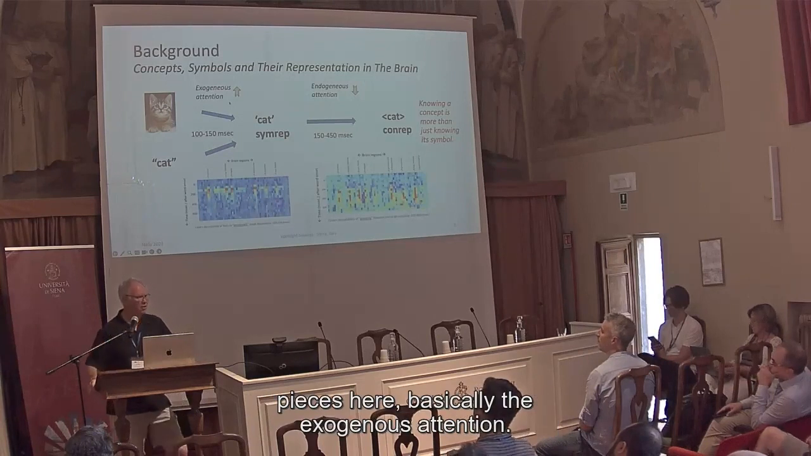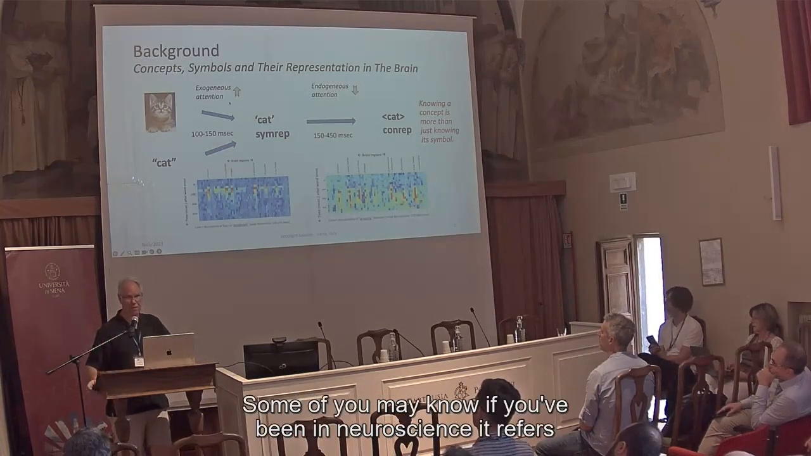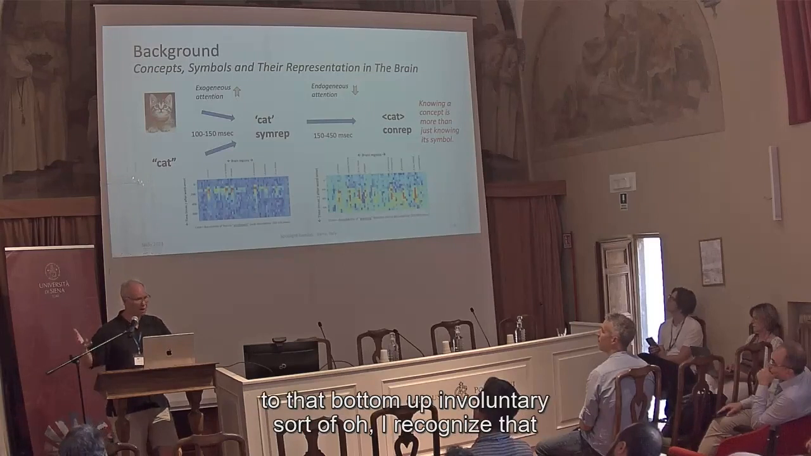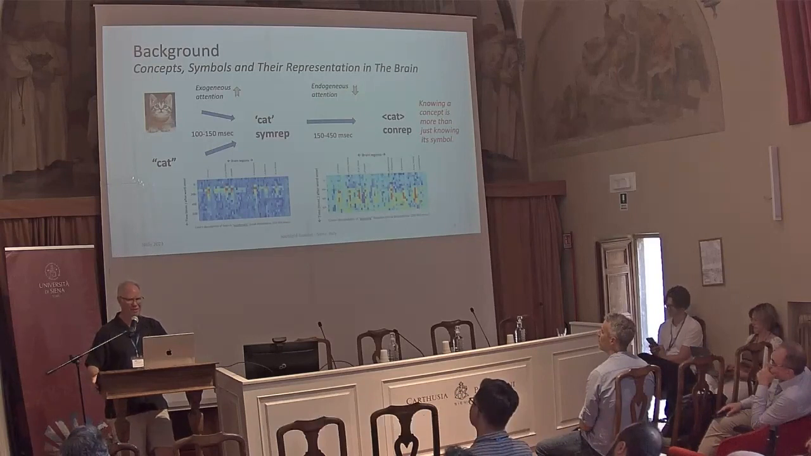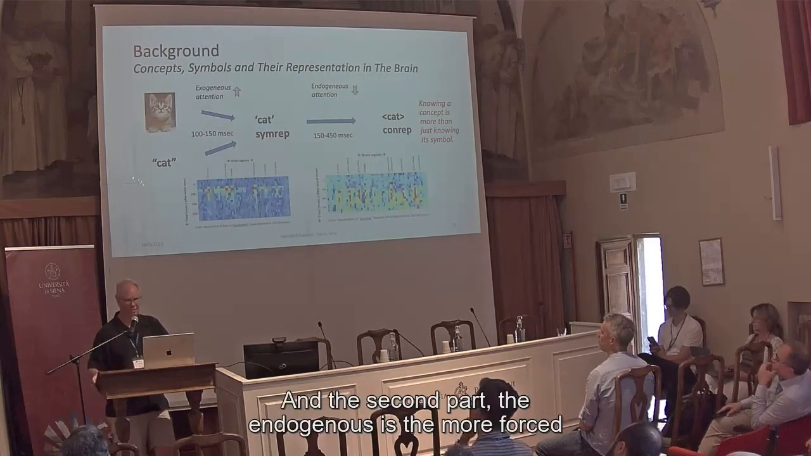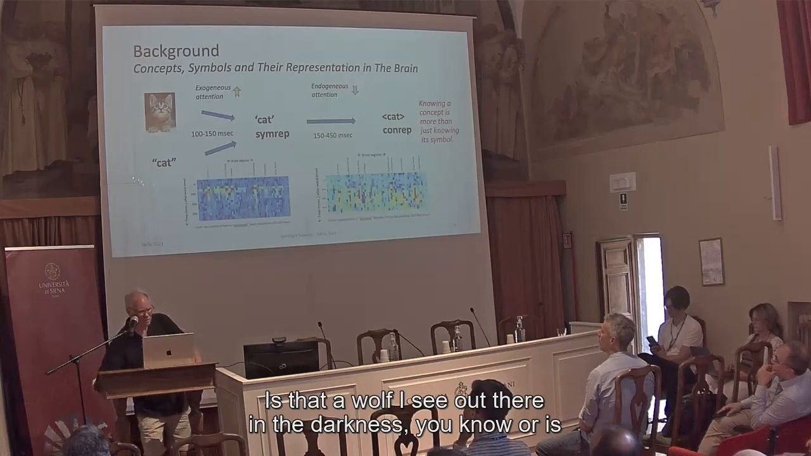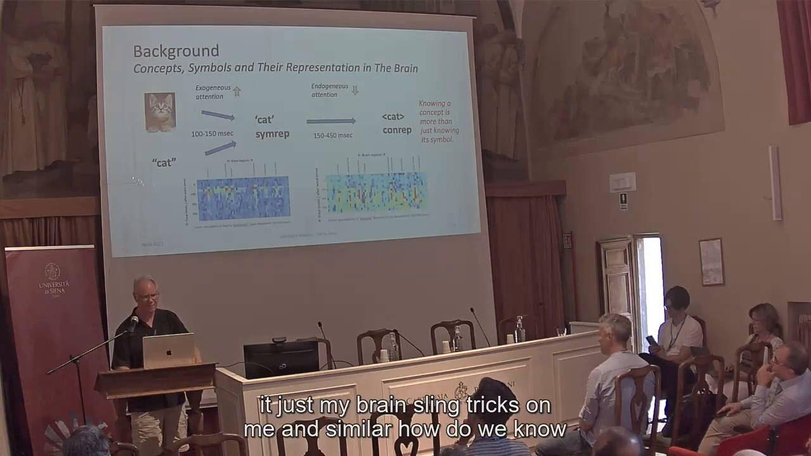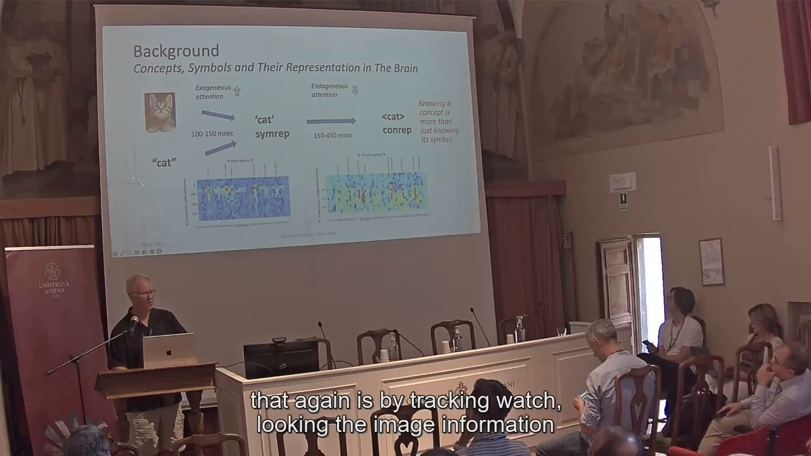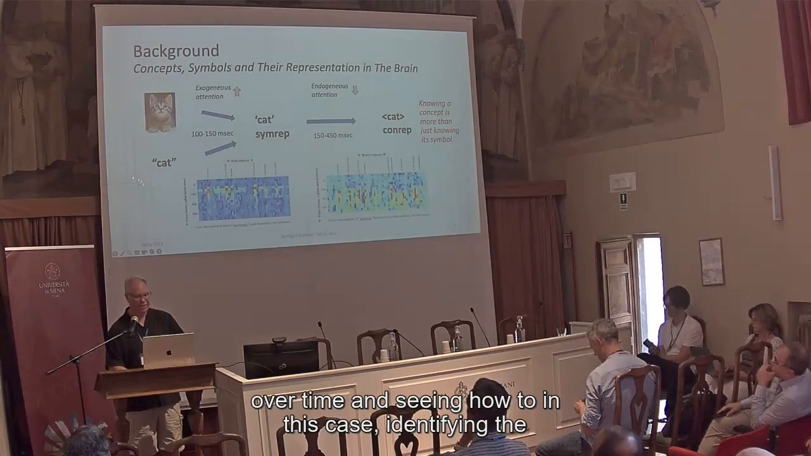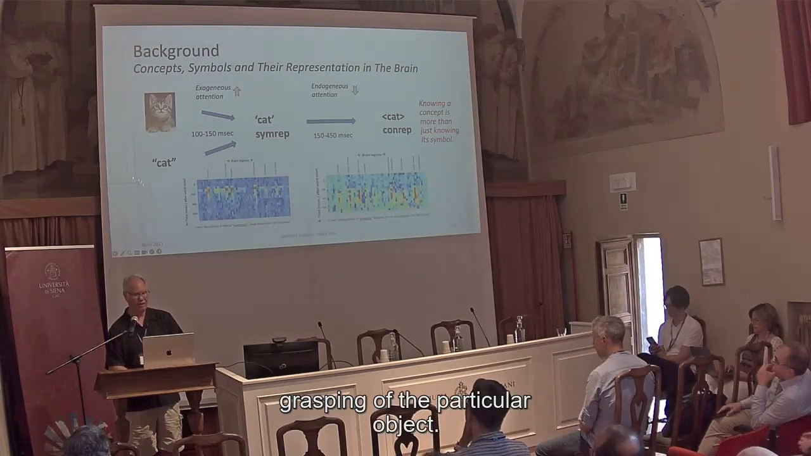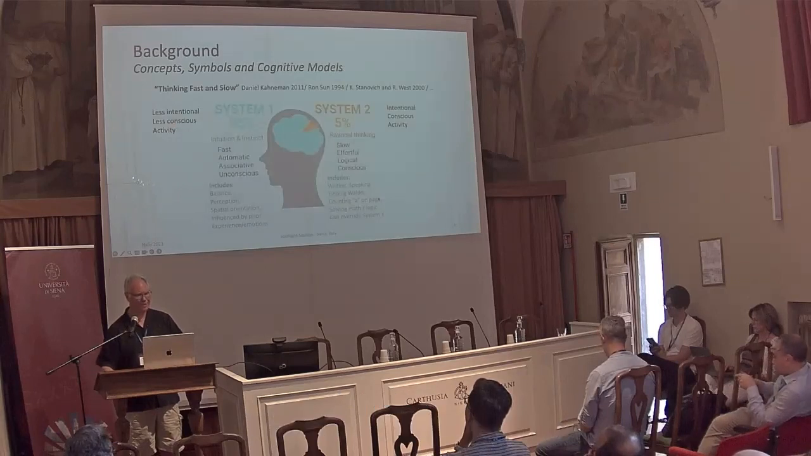Basically, the exogenous attention period, some of you may know if you've been in neuroscience, refers to that bottom-up, involuntary sort of, oh, I recognize that. Don't know what it is yet, but. And the second part, the endogenous, is the more forced, voluntary effort to try to figure out, what is that? Is that a wolf I see out there in the darkness, or is it just my brain playing tricks on me? And similarly, how do we know that? Again, by tracking the image information over time and seeing, in this case, the grasping of the particular object. That's what this one is showing.